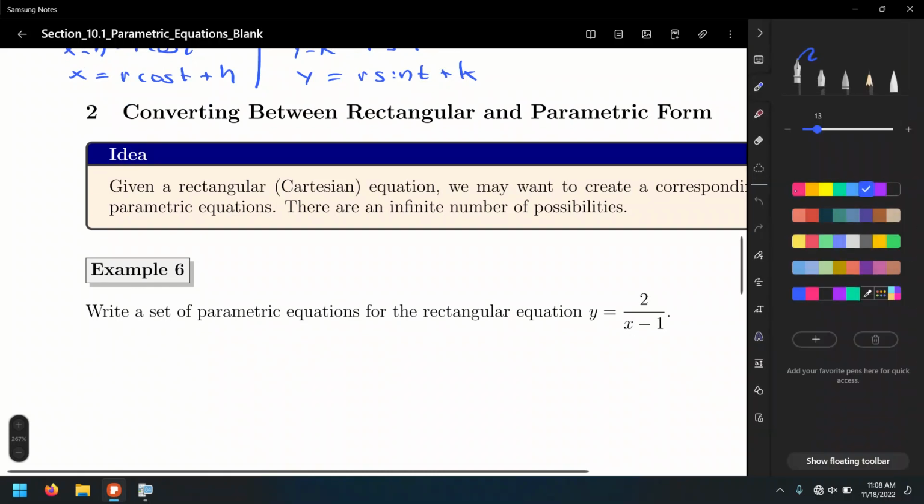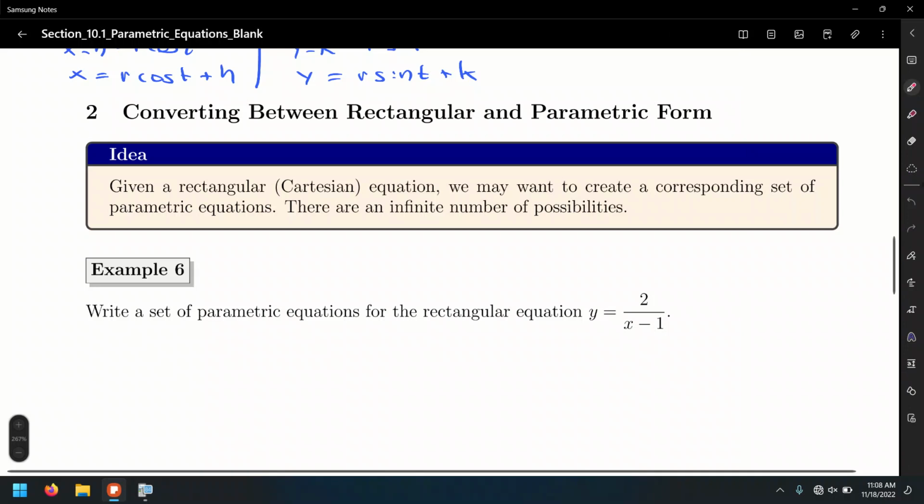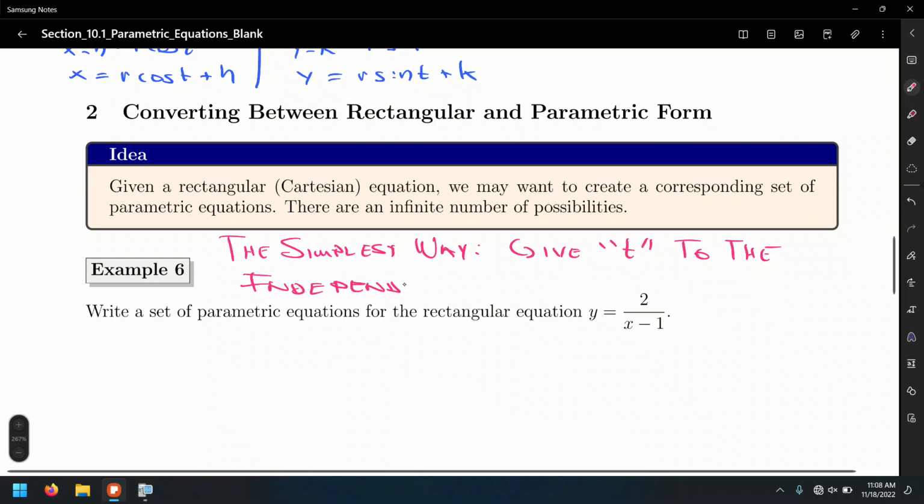In this case, the simplest way is to give t to the independent variable. So give t to the independent variable. That's usually the easiest way.